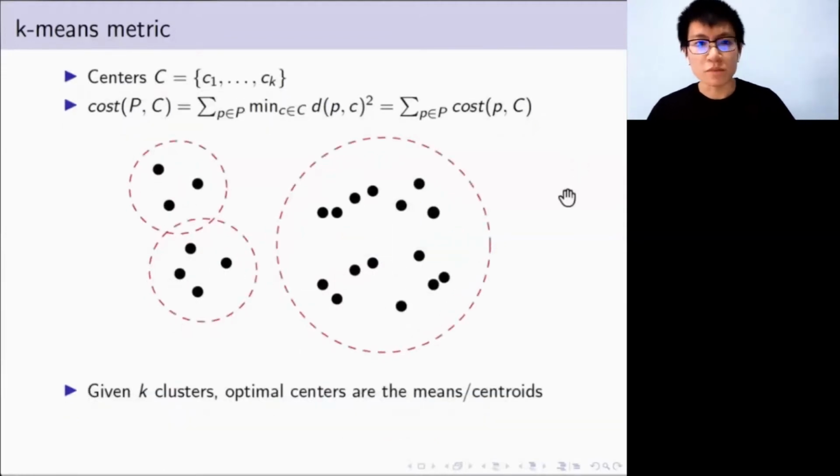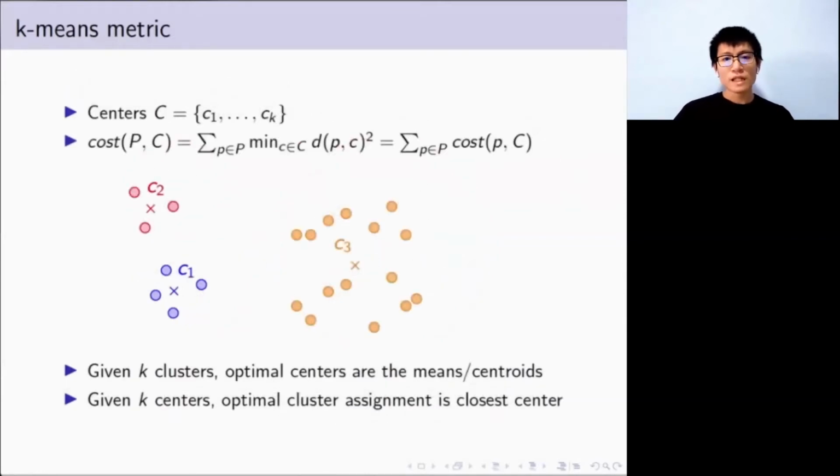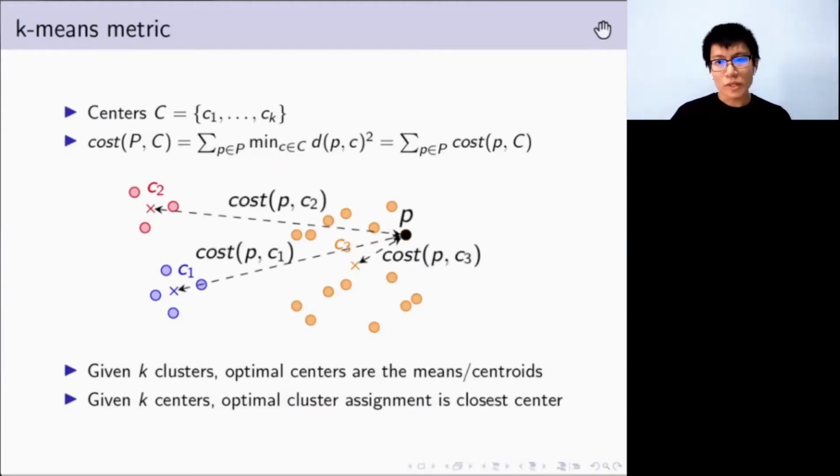There are two ways to view the K-means objective. If one is given the clustering, as shown by these red circular envelopes, then it is easy to see that the optimum centers are the centroids of the points in each cluster. For example, the center of this blue cluster is simply the mean of the 4 points that are assigned to it. On the other hand, if we are given centers C1 to Ck, then assigning points to clusters is easy by picking the center that's closest to it. For example, point P is assigned to cluster 3 because it is closer to C3 than C1 or C2.